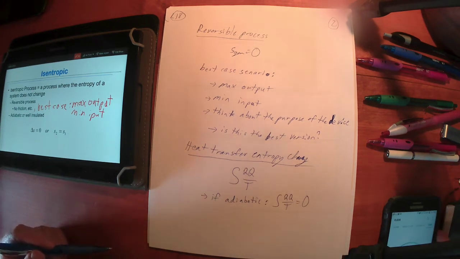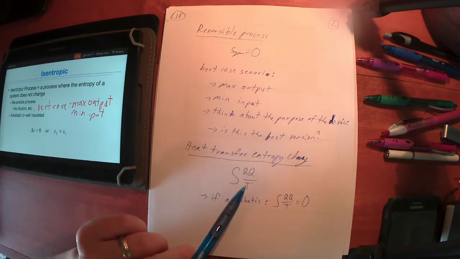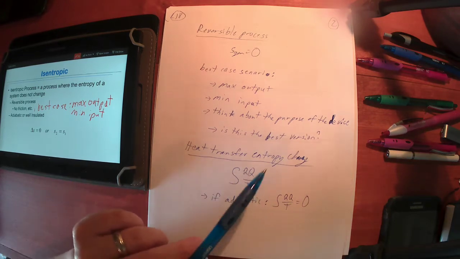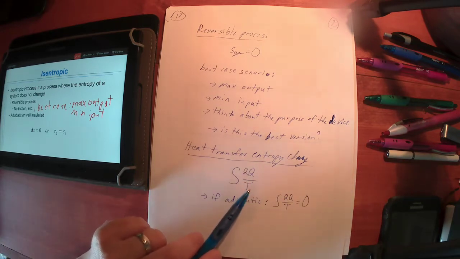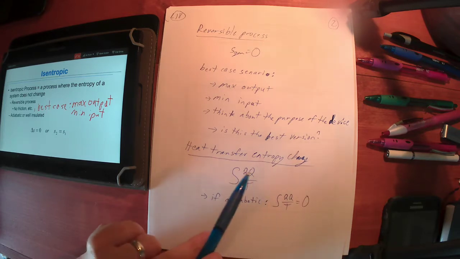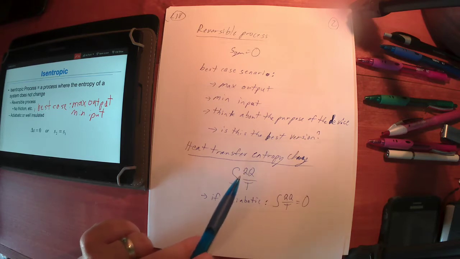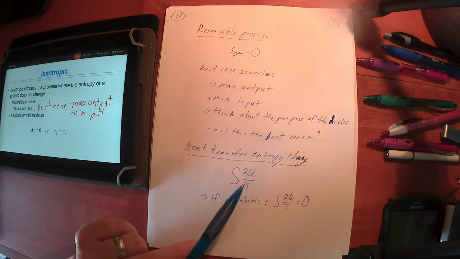So in the last video I said that the two main things we're going to do in this class with this term, this integral of dQ over T, is it's either going to be adiabatic, so we're going to assume it's 0, or we're going to use it as a tool. Well, I'll put it this way. We could have heat transfer occurring at a constant temperature. And we'll talk about that here in probably the next few videos.